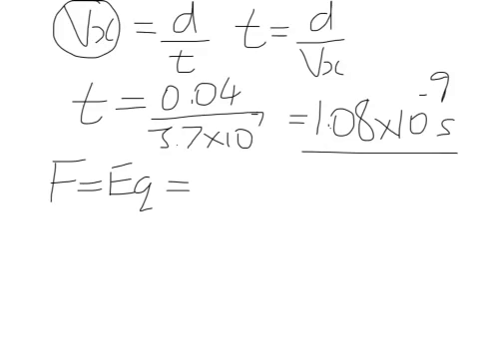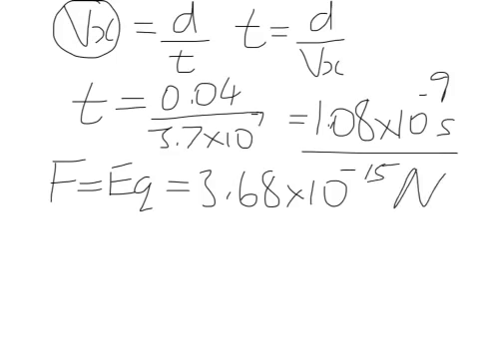And what do we get? 3.68 times 10 to the power of negative 15 newtons. Now that's many orders of magnitude larger than the gravitational force, because of the small, tiny mass of the electron, of course.